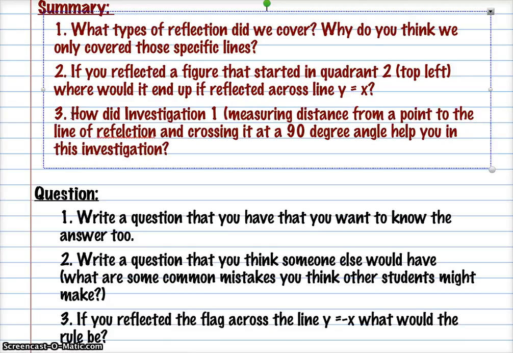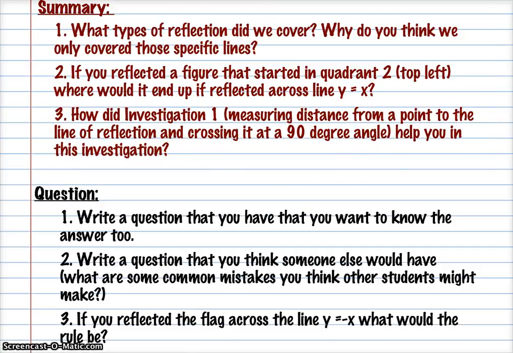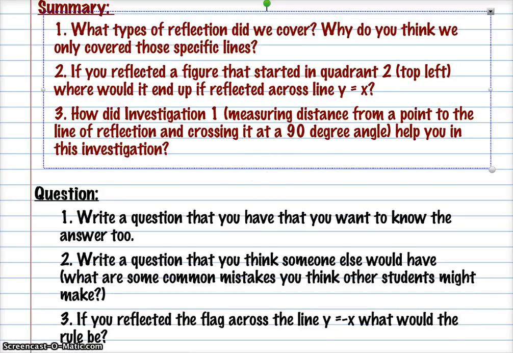How did investigation 1, measuring distance from a point to the line of reflection across and crossing at a 90-degree angle, help you in this investigation? 90 degree. There we go. Put a parentheses there. So when we started measuring things, we just started drawing items before we started coming up with exact points. How did measuring and hitting the line of reflection at a 90-degree angle help in this unit? Or did it help at all?